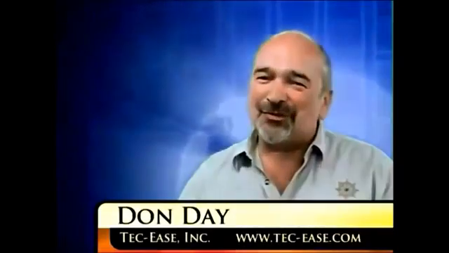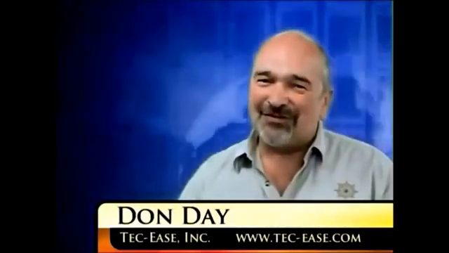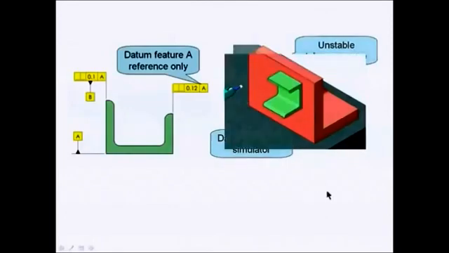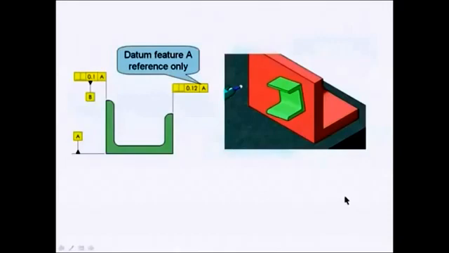This tip came about after reading a long conversation on the internet. I hope this will help clear up the confusion. Often when there's only one datum reference on perpendicularity or parallelism, you can end up with an unstable tolerance zone. In this case, I have just datum feature A referenced, which means to inspect the part I would put it against a datum feature simulator, and the part could rock around. This makes it difficult to get reproducible results because the tolerance zone is not stable.